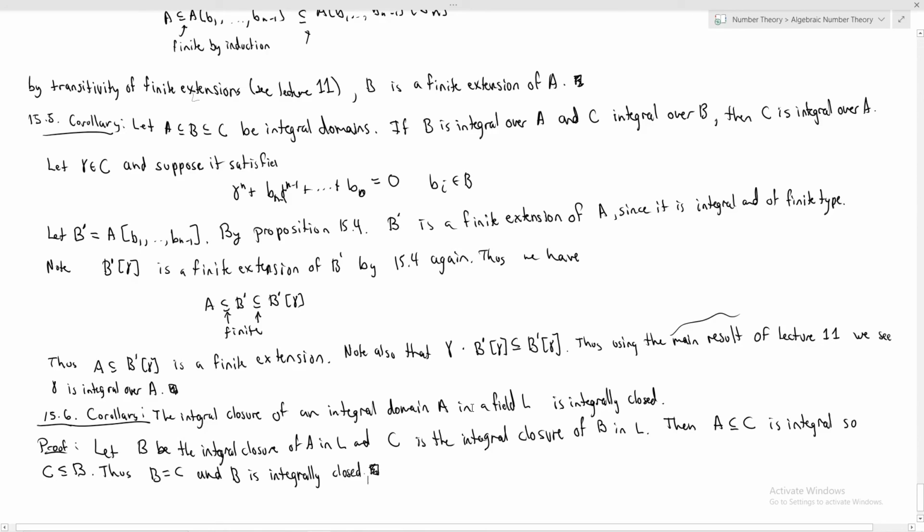Okay, so this tells us that all our rings of integers are integrally closed in their respective number fields. So this is a useful result. Okay, so I think that about wraps it up for this lecture, and I'll see you next time.